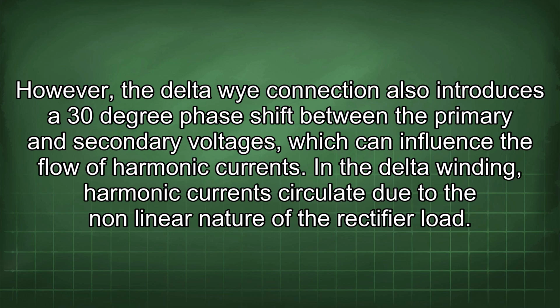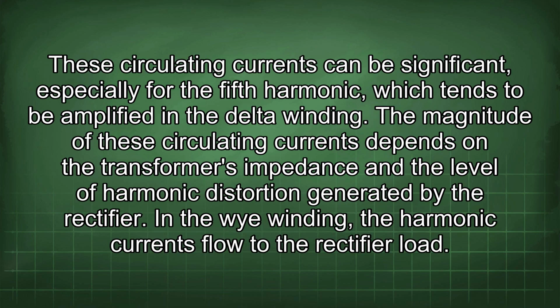In the delta winding, harmonic currents circulate due to the nonlinear nature of the rectifier load. These circulating currents can be significant, especially for the fifth harmonic, which tends to be amplified in the delta winding. The magnitude of these circulating currents depends on the transformer's impedance and the level of harmonic distortion generated by the rectifier. In the Y winding, the harmonic currents flow to the rectifier load.